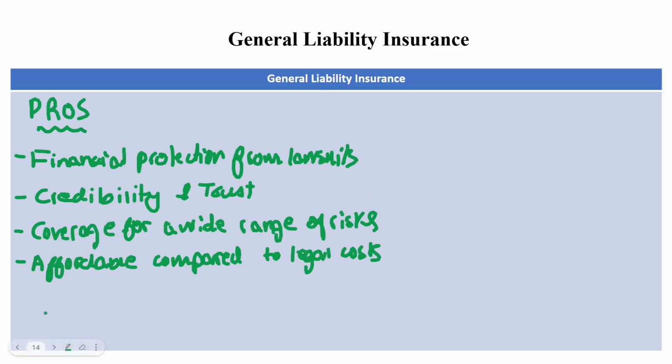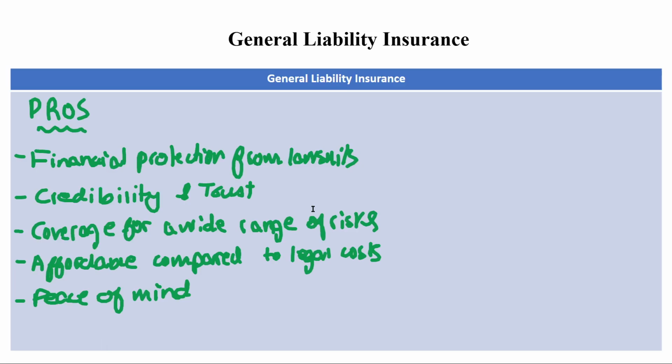Then we have peace of mind for business owners. Running a business comes with inherent risks, and worrying about potential lawsuits can be very stressful. GLI provides peace of mind by ensuring that should an accident or legal claim arise, the financial burden will not fall solely on the business. This allows business owners to focus on growth and operations without constant concern over potential liabilities.